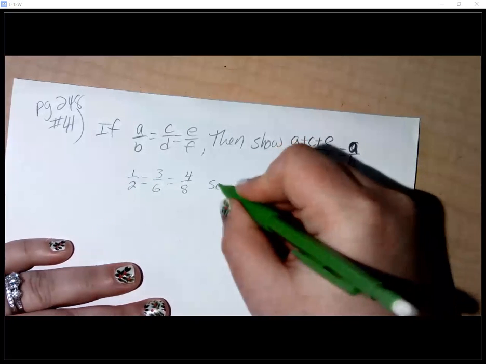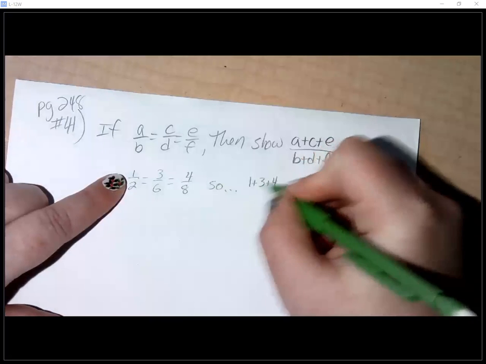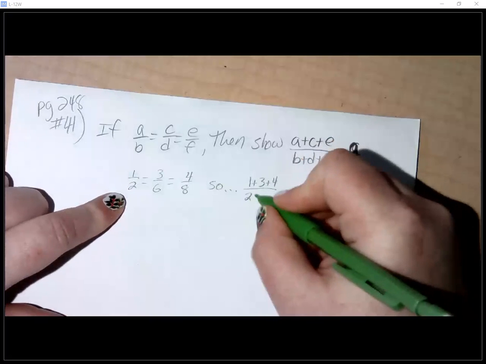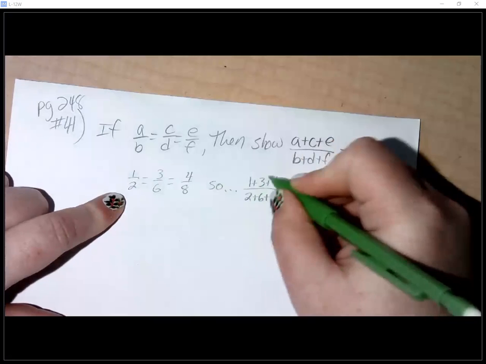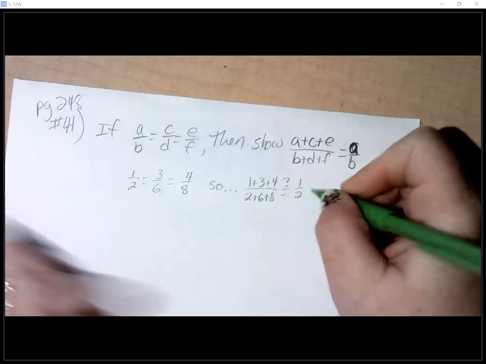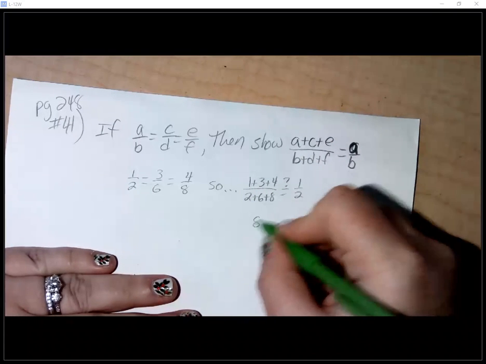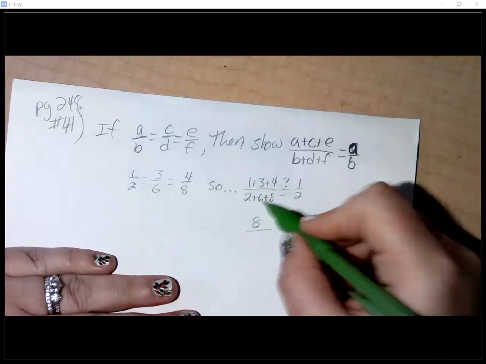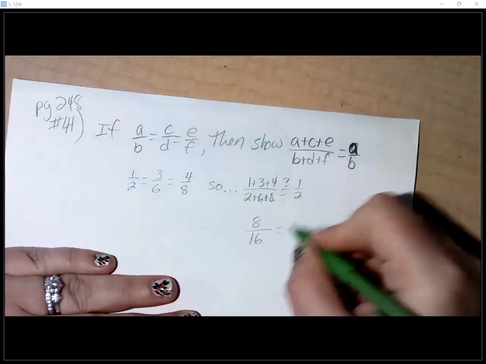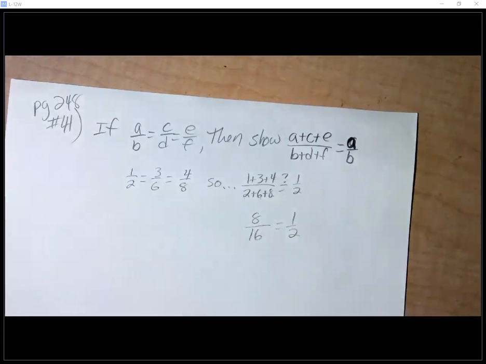So if I add 1 plus 3 plus 4, does that really equal 2 plus 6 plus 8? Does that equal 1/2? Well, let's see. 1 plus 3 plus 4 is 8. And then downstairs, 2 plus 6 plus 8 is 16. Well, what do you know? So it is true in this one instance.